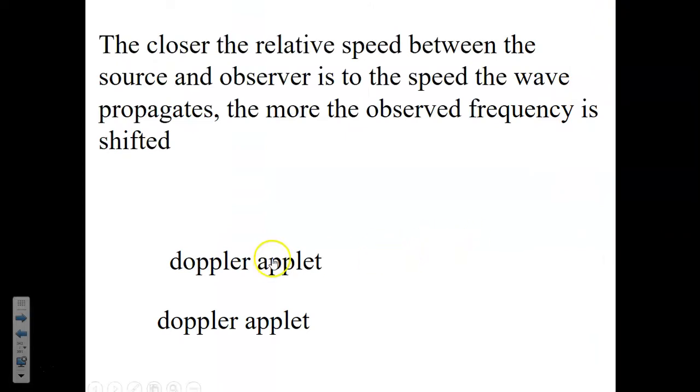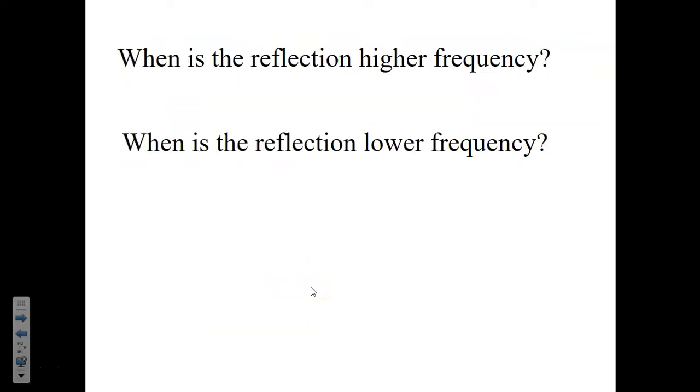So the closer the speed of the observer or the reflector or whatever is to the speed of the wave, the more it's shifted. I used to have an animation that would illustrate this pretty nicely, but it went bye-bye. So basically this is the deal. If the ambulance is driving towards you fairly slowly, the frequency is going to be increased by a little bit. But if the ambulance is driving towards you very quickly, the frequency is going to increase by a lot more. Okay, that's pretty much it.